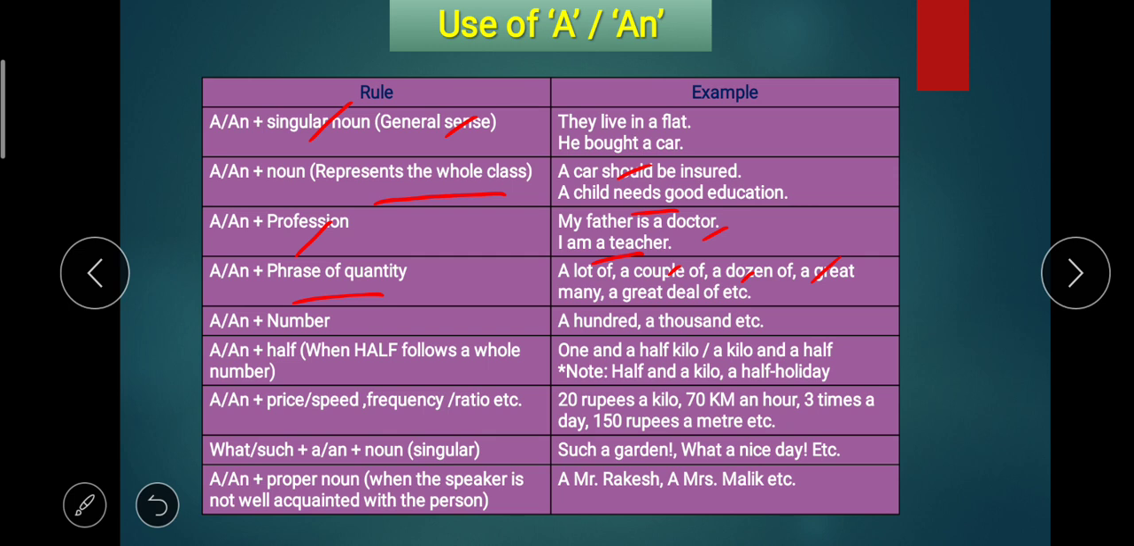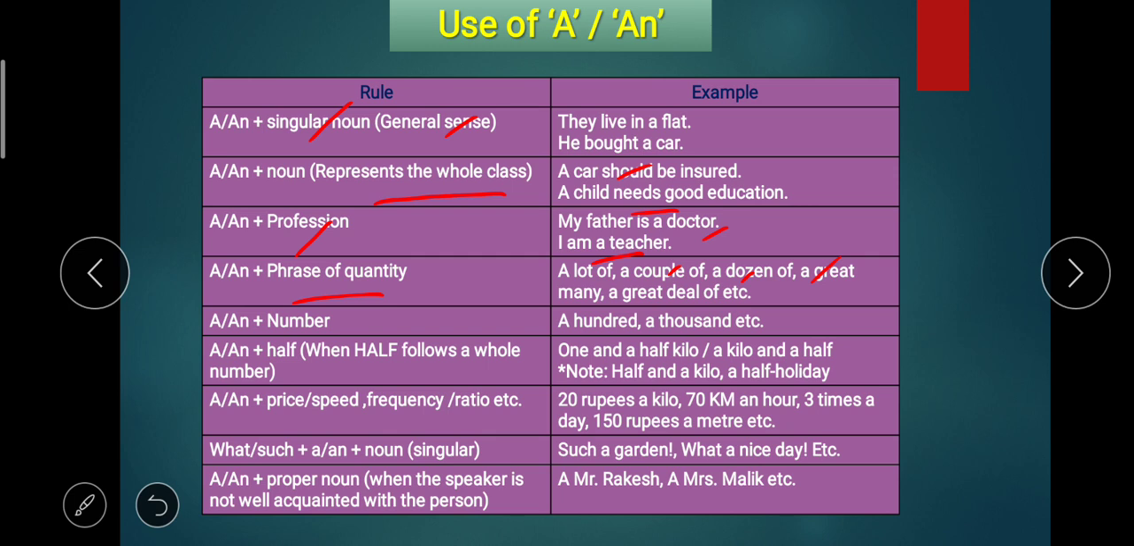A and an plus number. So we use it before the number also, 100, 1,000, etc. A or an plus half means a and an are used with fractions also. You can see 1.5 kilo. So when the fraction follows the whole number, in that case we use a or an before the fraction. The same expression can also be said like 1.5 kilos.